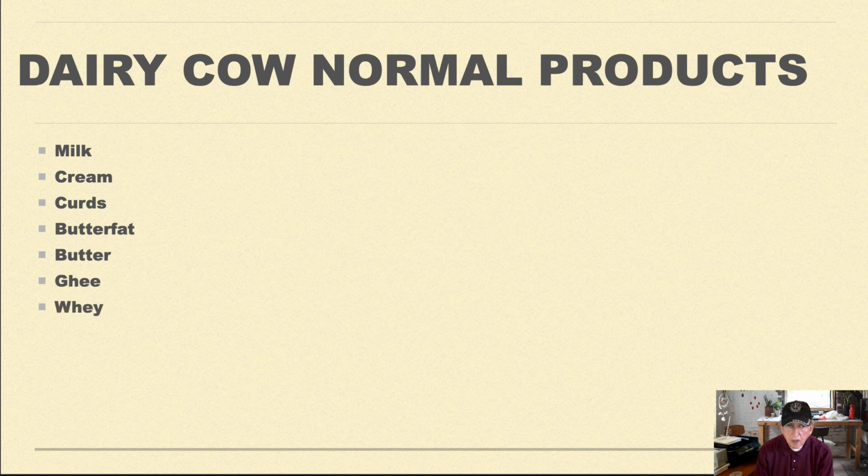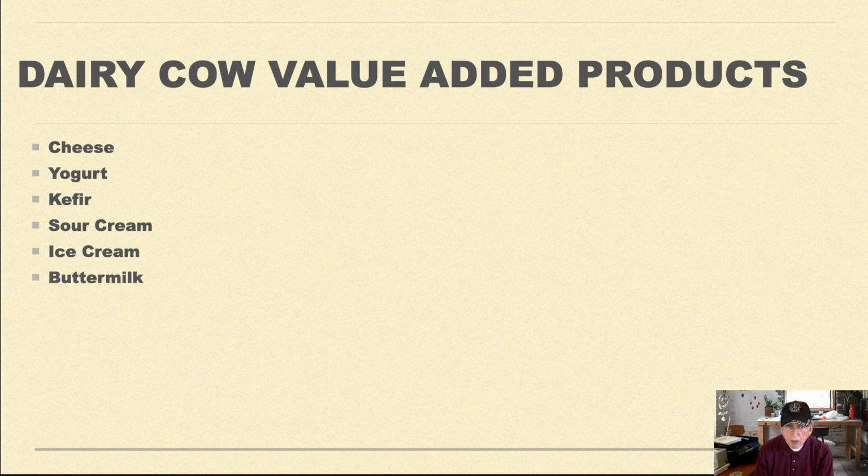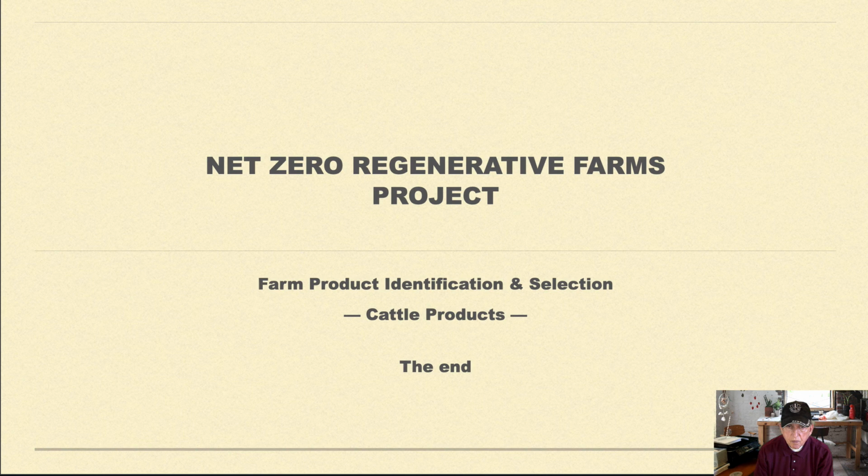The dairy cow normal products are milk, cream, curds, butterfat, butter, and ghee, and whey. The value-added products from dairy cows are cheese, yogurt, kefir, sour cream, ice cream, buttermilk, cream cheese. And that's the end of the farm product identification and selection of cattle products.